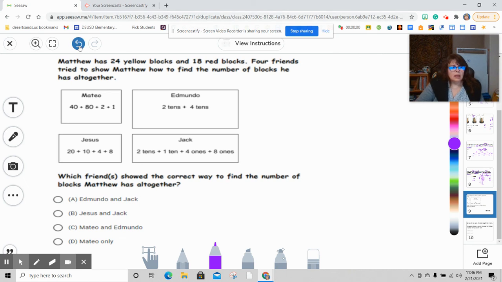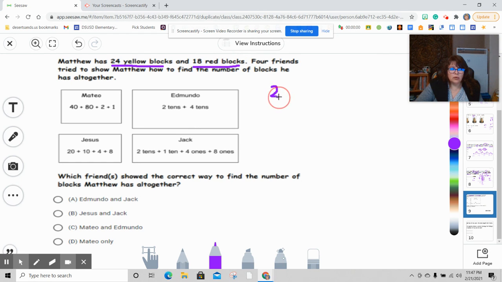Okay, so now we have Matthew has 24 yellow blocks and 18 red blocks. 4 friends tried to show Matthew how to find the number of blocks he has altogether. So these are the 4 friends: Mateo, Edmundo, Jesus, Jack. Now we're going to see which one makes sense. Now in the first one, it says that Matthew has 24 yellow blocks and 18 red blocks, and he wants to find out how many he has altogether.